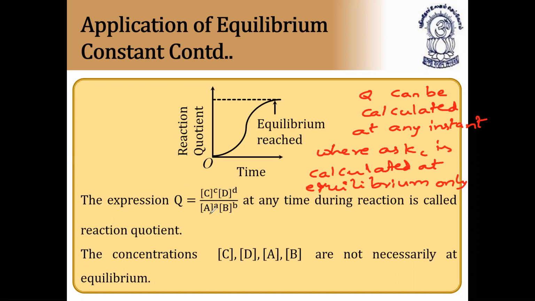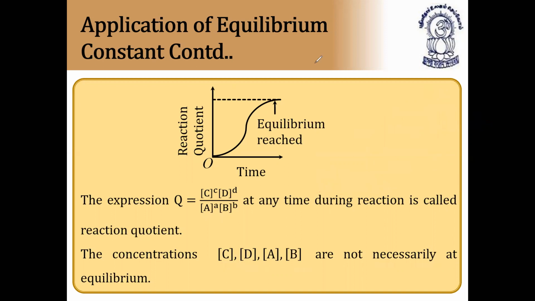The expression Q has the same formula: concentration of products by concentration of reactants, raised to the powers of their stoichiometric coefficients, at any time during a chemical reaction. It is called the reaction quotient. The concentrations of A, B, C, D are not necessarily at equilibrium. For any given chemical reaction we can calculate Q, but Kc will be calculated only if they are at equilibrium. That is the major difference between Q and Kc.